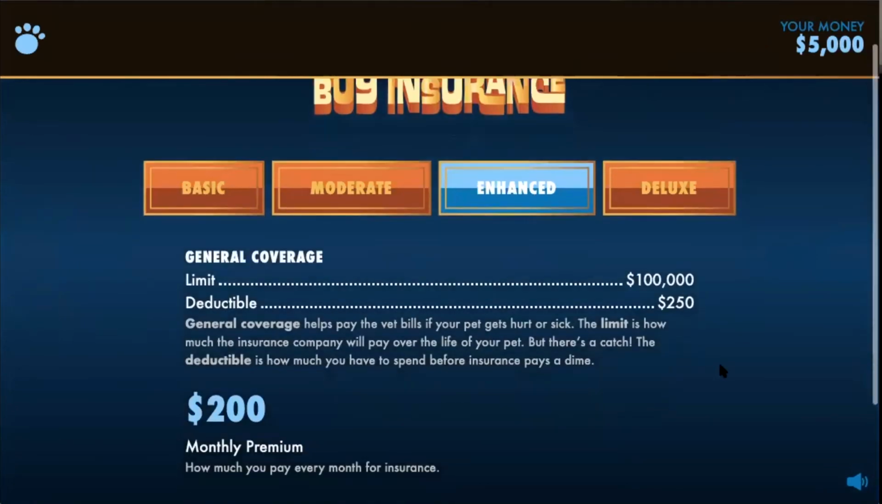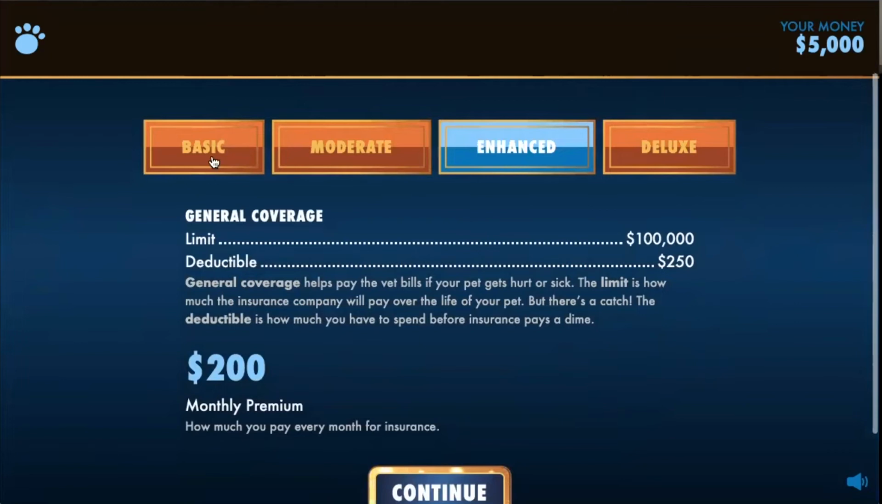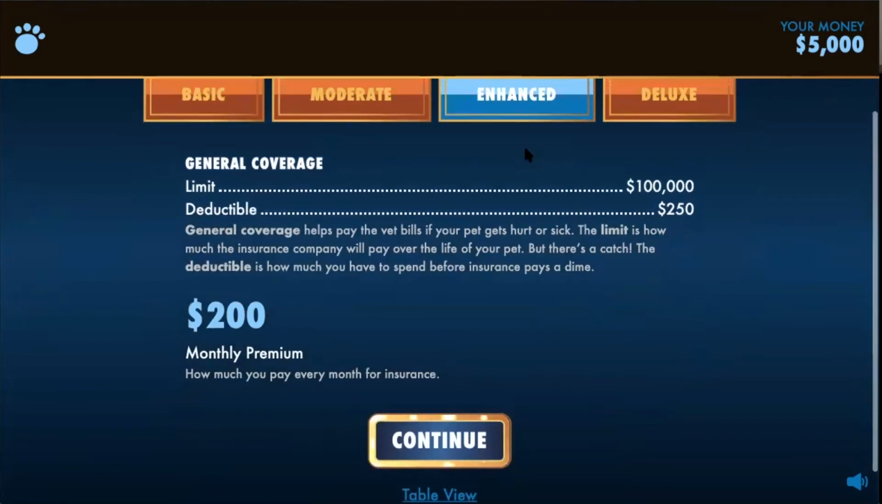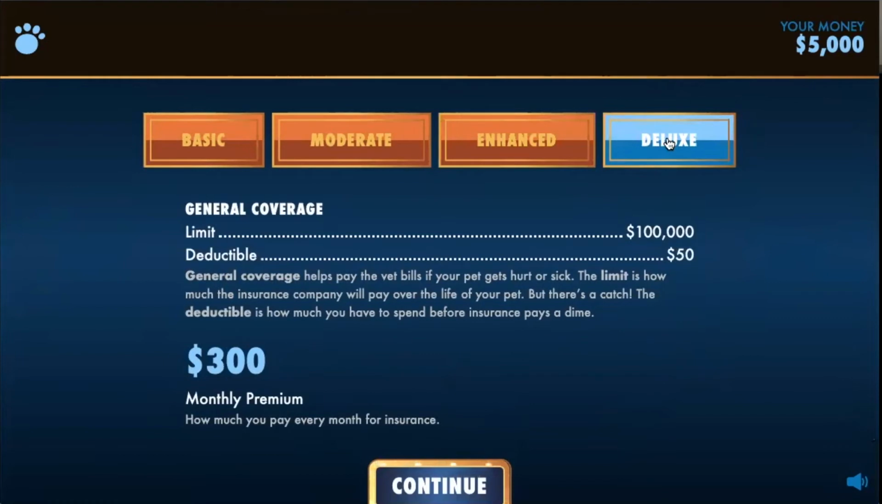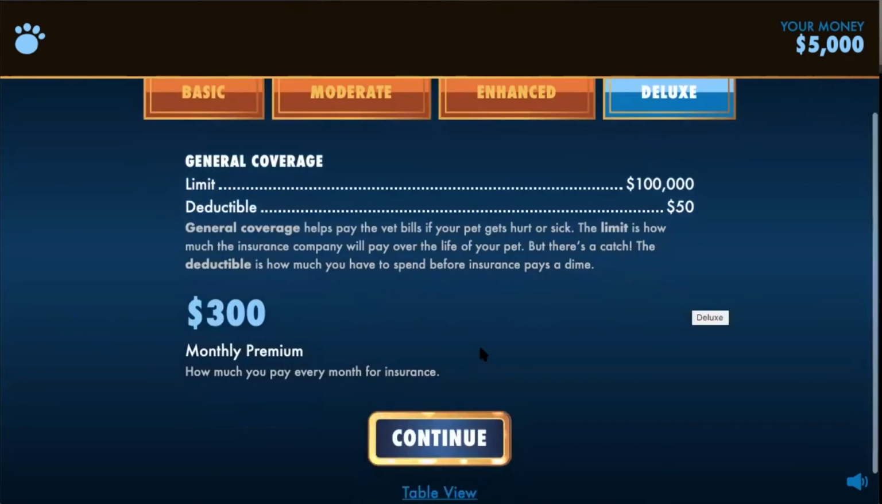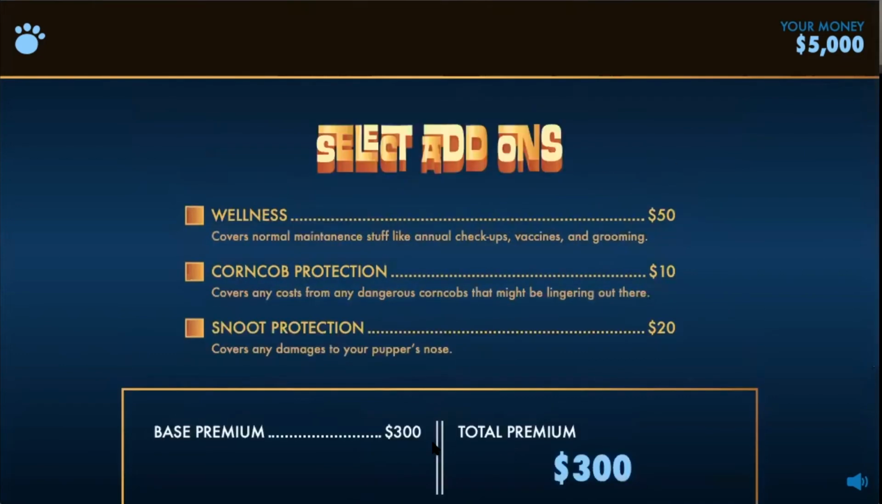Okay, so then you have the different levels of insurance that they can pick. Right now we have it as enhanced. And you know what? I really love my new baby. I want to make sure that my new furry baby gets everything possible, and there's no issues there. So I'm gonna go with a full deluxe insurance on that.